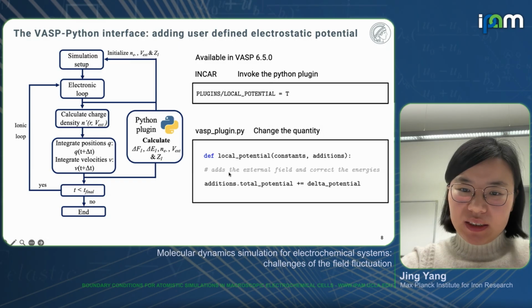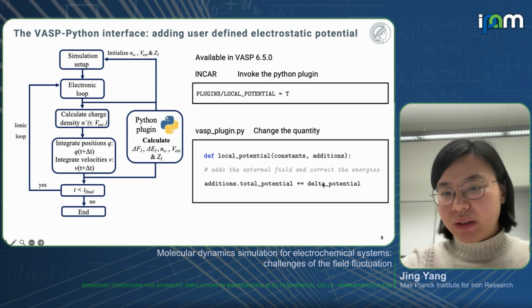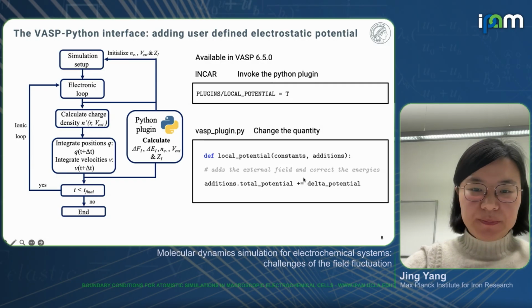So the way you can add the external field is just by this single line, which is additions.total_potential plus equal to the delta potential that you want to add. So as simple as that.